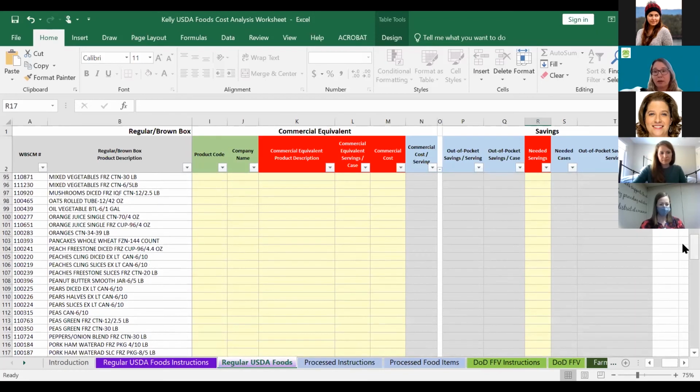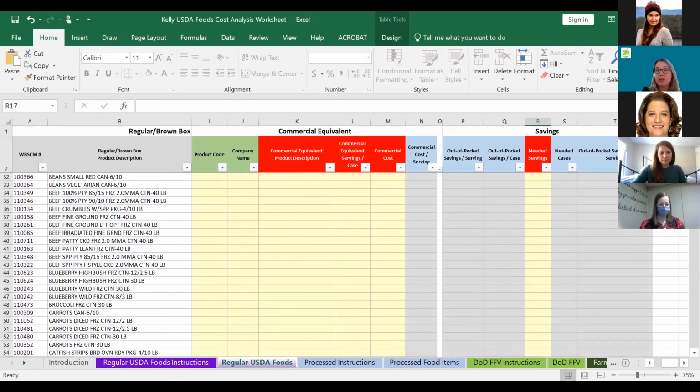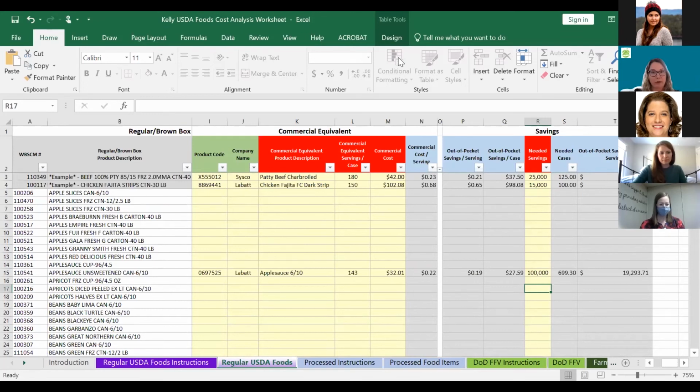So in the chat, if you could let me know if you are using something similar now for figuring out the value of your USDA foods to help you plan, or if this is something brand new for you. So just type in use it or new, just out of curiosity.